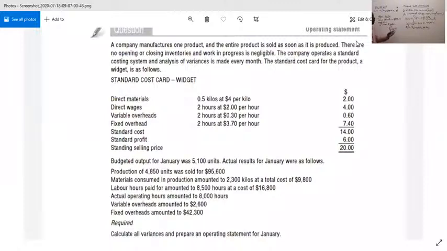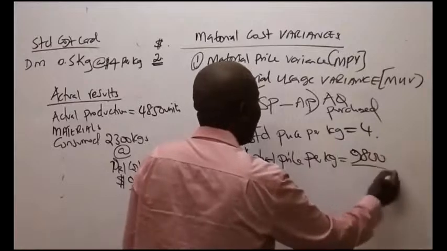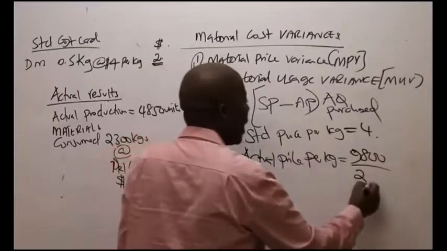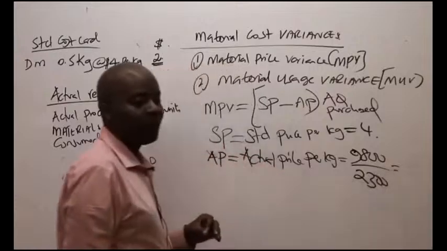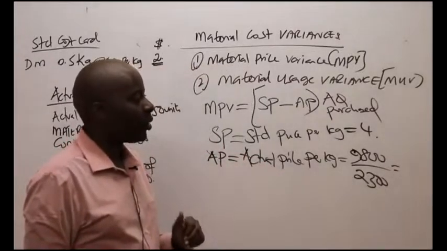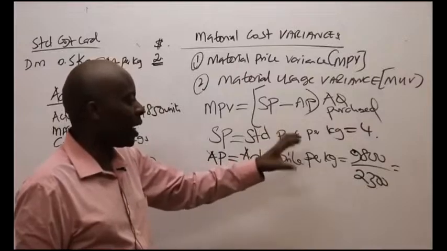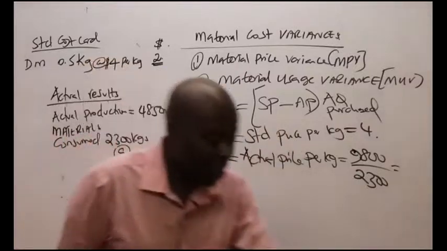So I would want to get the actual price of materials per kilogram from the actual results. In this case, you can see the total cost here is 9,800 for procuring 2,300 kgs. Therefore, the actual price per kilogram will be 9,800 divided by 2,300. We don't like getting the decimal. So please come and substitute now the figures that we have here. I can see the standard price.